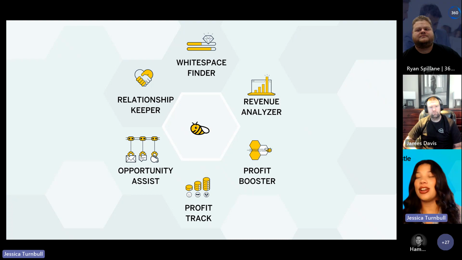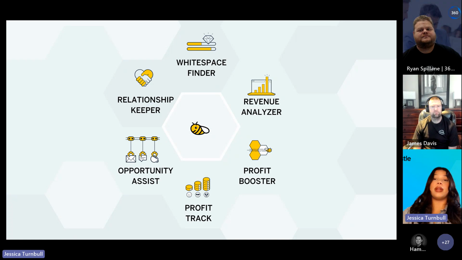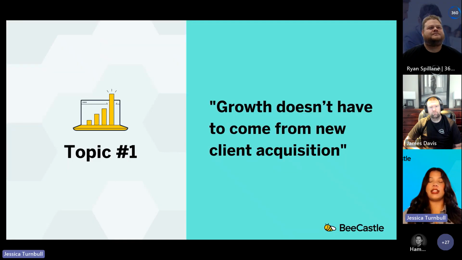Revenue analyzing. So how is your business tracking? Are you hitting your goals? Opportunity assist, which is a big one. So sometimes finding opportunities can be a little bit hard. We have multiple tools in the platform, such as prospecting, which we'll touch on today, as well as the whitespace finder. Profit Booster, which is quite new. We now have live profitability reports, both on an account level and a customer level. And lastly, Profit Track.